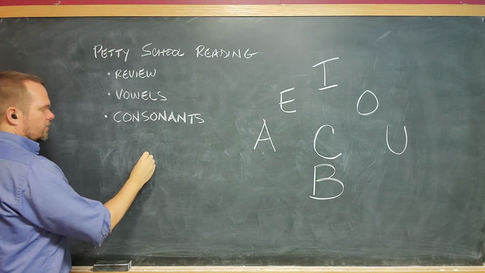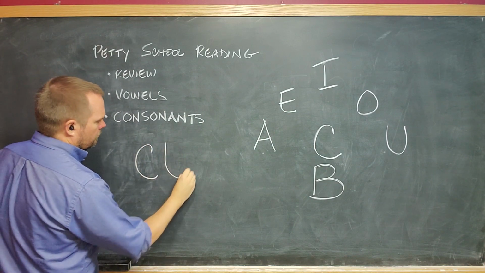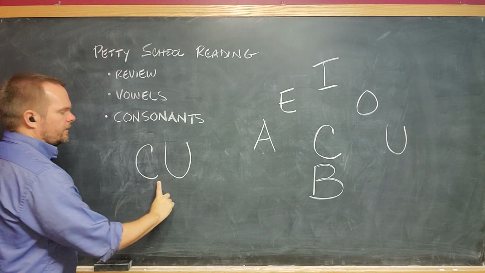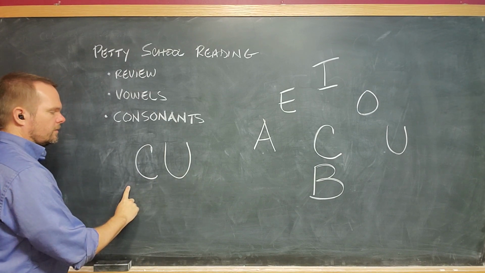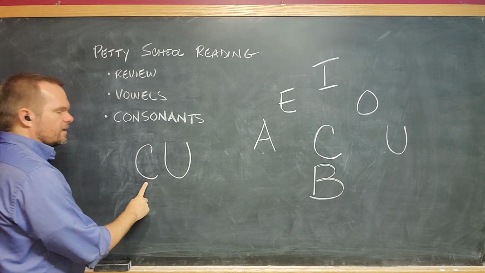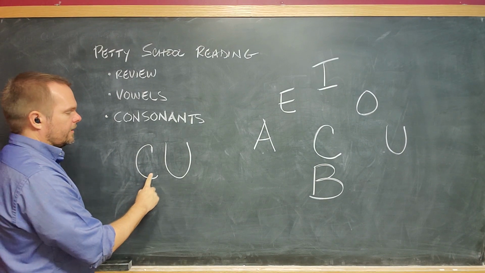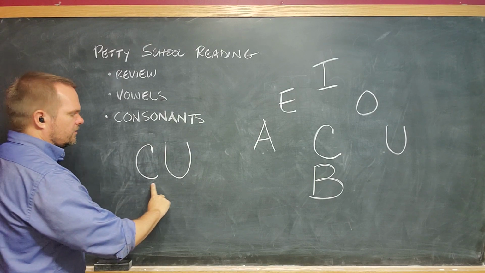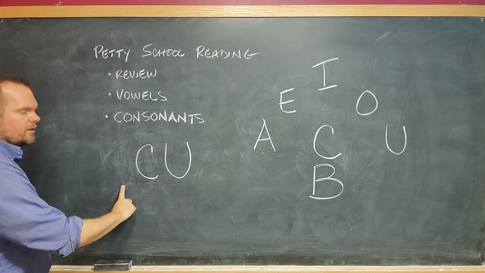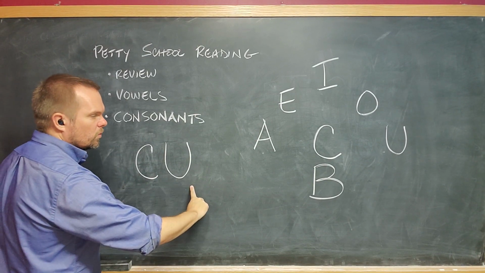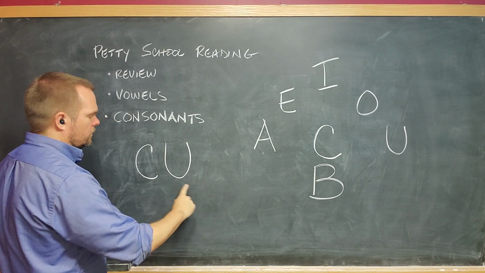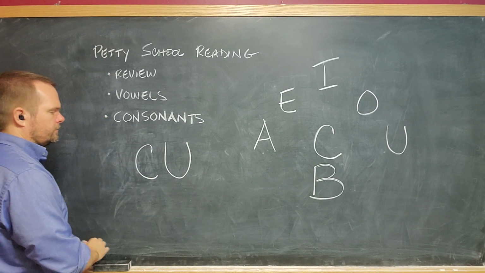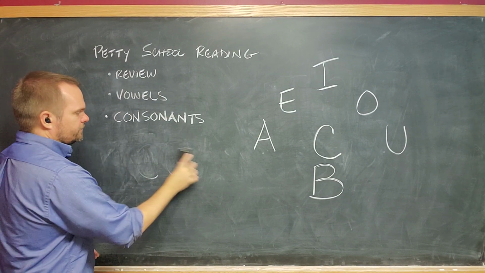Let's try this syllable. How do you read this syllable? We have the sound k and then the sound oo. If we read these two letters, we make the syllable ku. Let's try another one.